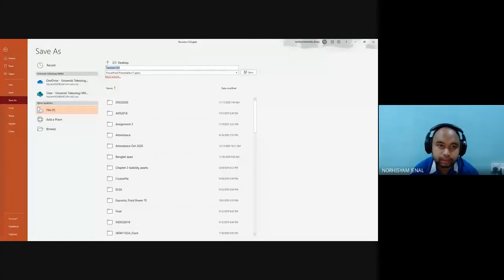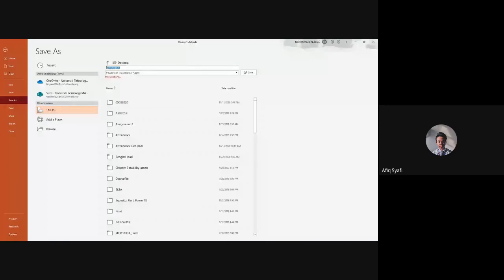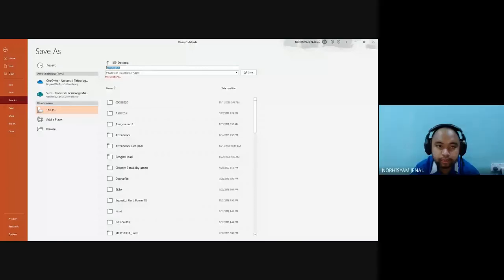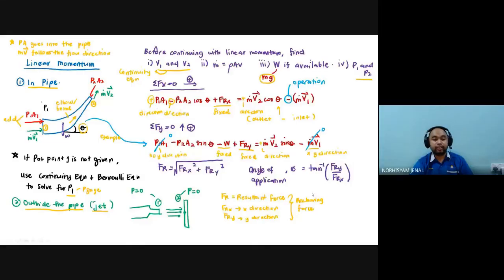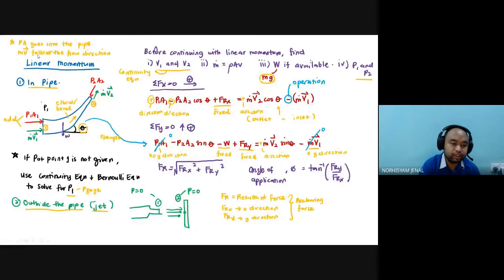Sir, where does the equation with M dot V actually come from? The linear momentum, PA here. Oh, okay. Thank you for telling me that, because we have the outside-the-pipe question for the jet. Let me tell you about the jet first, and then I will continue with where your PA and M dot V come from. Is it okay? Yes, sir.